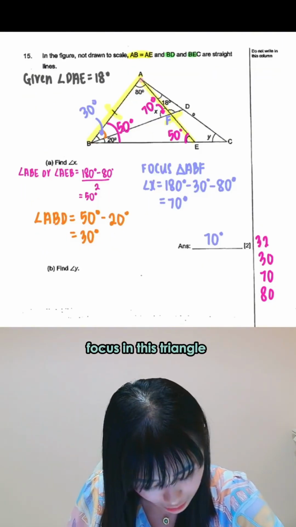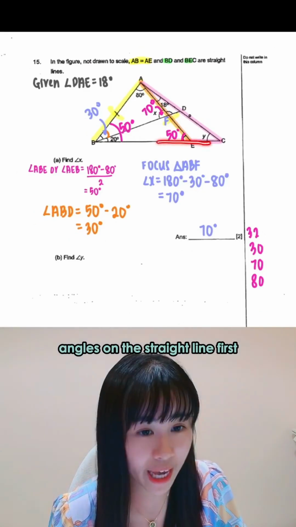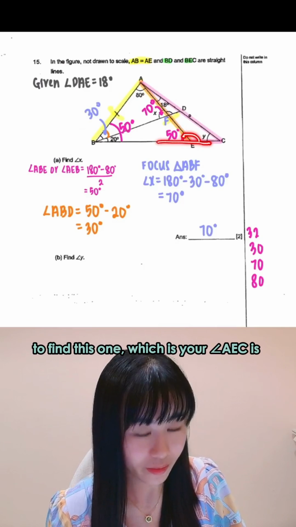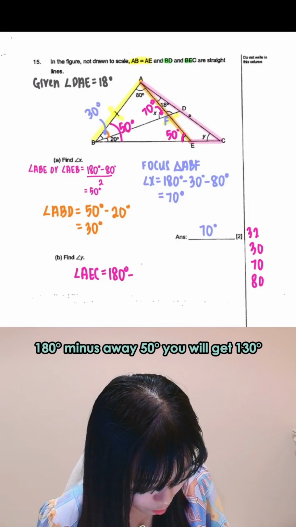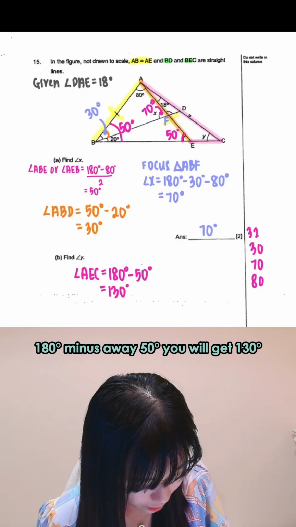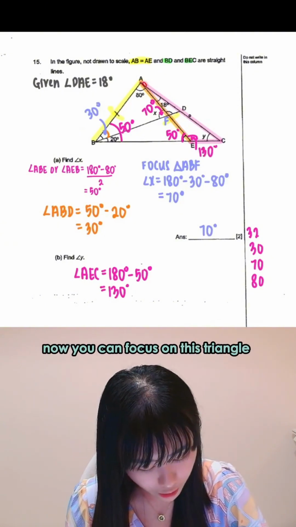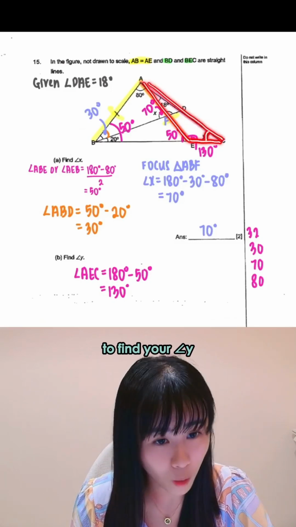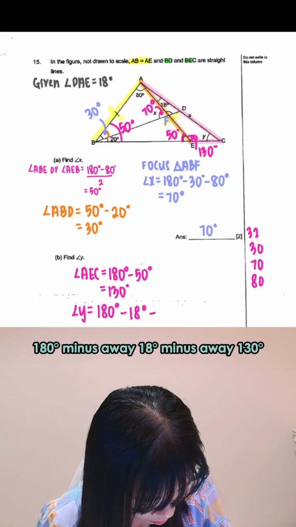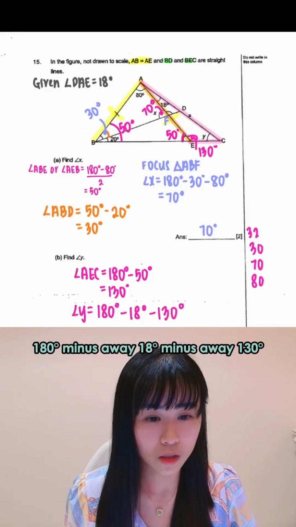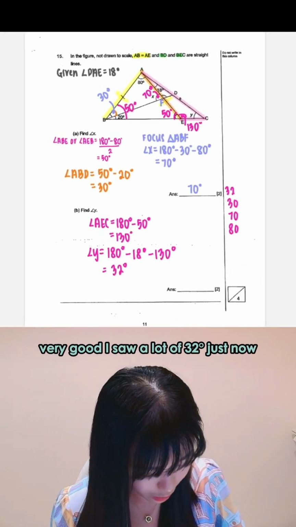Next one, I just want you to focus on this triangle. Okay, tell me what you can find first. First, you must look at the angle of the straight line first. To find this one, which is your angle AEC, is 180 minus away 50, you will get 130, right? So here is 130. So once you get 130, now you can focus on this triangle to find your angle Y. To find out Y, you're just going to take 180 minus away 18 minus away 130. So your angle Y is going to be 32.